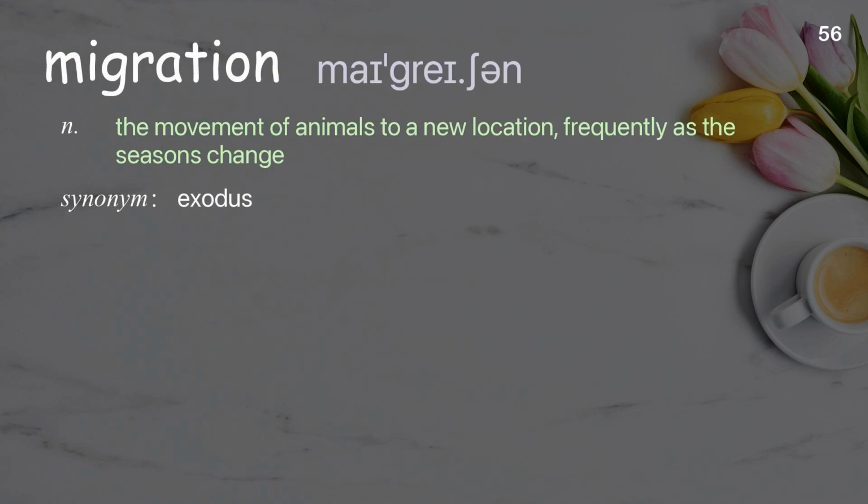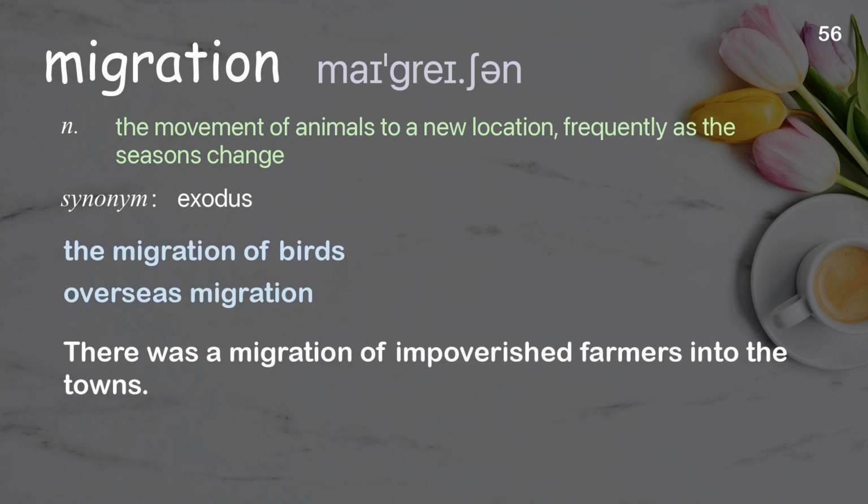Migration: The movement of animals to a new location, frequently as the seasons change. Examples: The migration of birds. Overseas migration. There was a migration of impoverished farmers into the towns.